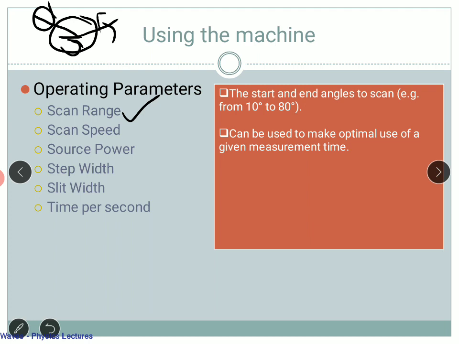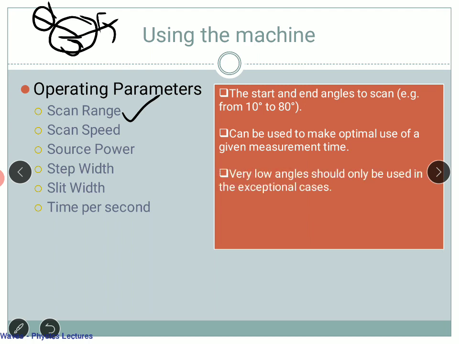It can be used to make optimal use of a given measurement time. Sometimes you are expecting a peak between, let's say, 30 and 70 degree. So you don't really do a scan from 10, you start from 30 and end at 70. That also saves a lot of time. Depending on how precise you want to be, you can also adjust the scan speed, which will again save your time. So this angle plays that role.